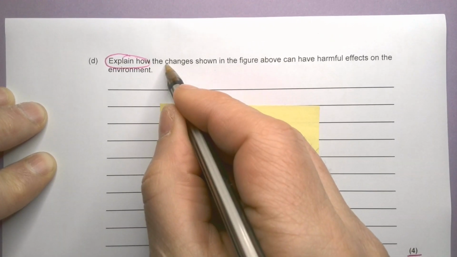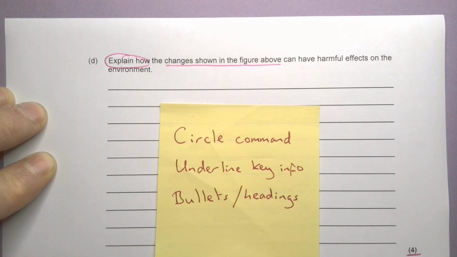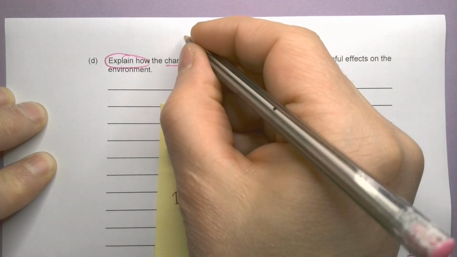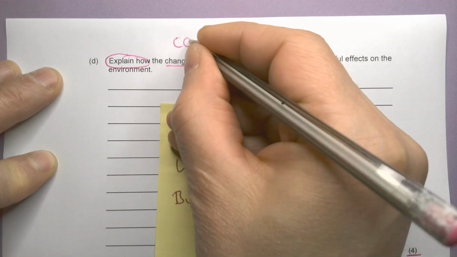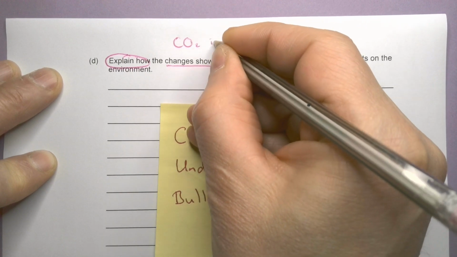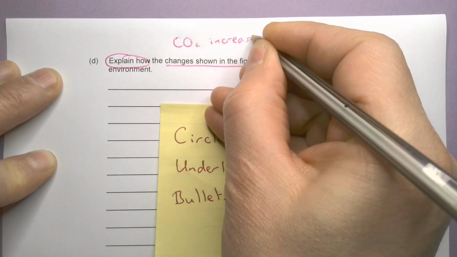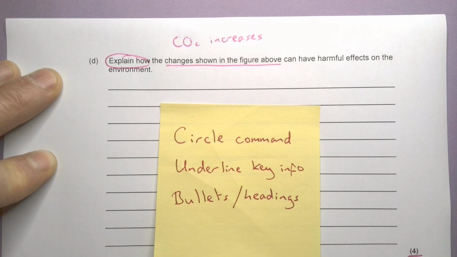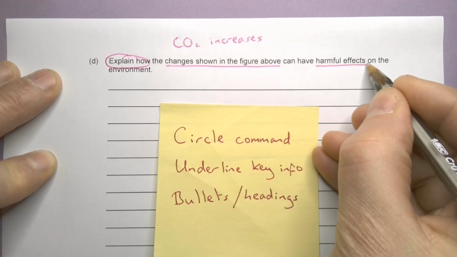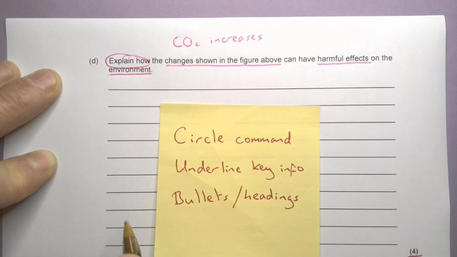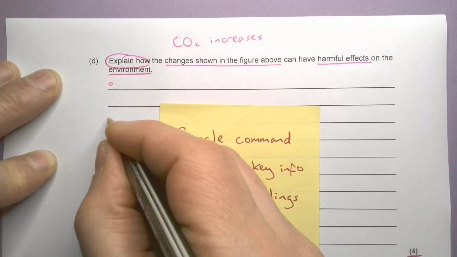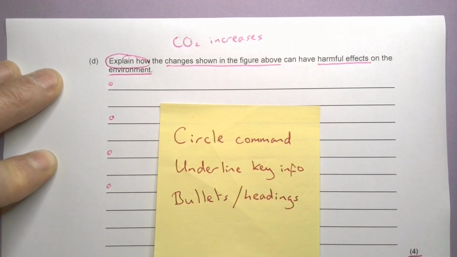Key information, changes shown in the figure above. So the changes shown in the figure above are that CO2 levels increase. So CO2 increases. Okay, that's what we saw in the figure above. Can have harmful effects on the environment in particular. It's worth 4 marks, so it's going to be 1, 2, 3, 4.